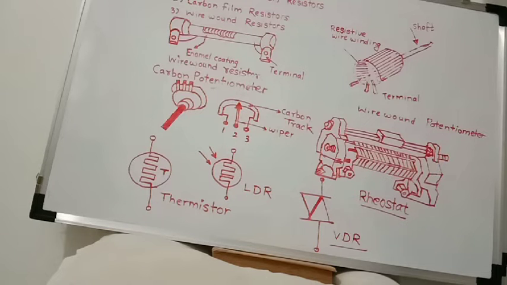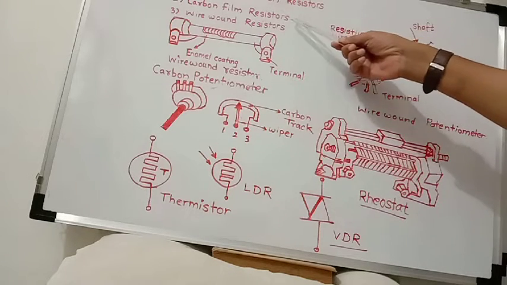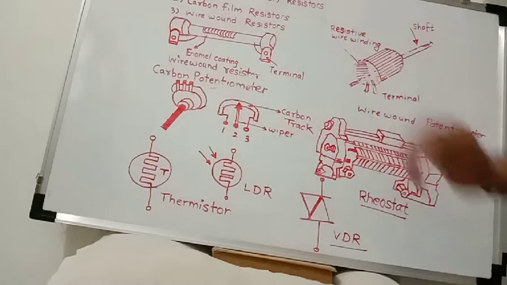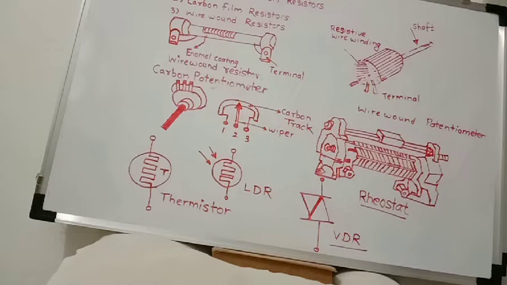Then end caps are fitted at both ends of the resistor. The tin copper wire is welded to the end caps, and the typical range of these resistors is from 10 ohm to 10 mega ohm. Carbon film resistors are available from 10 ohm to 10 mega ohm, and their power rating is up to 2 watt.